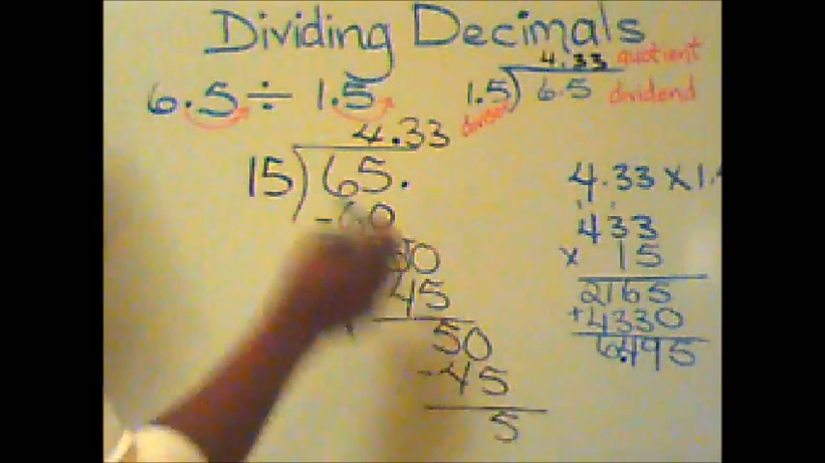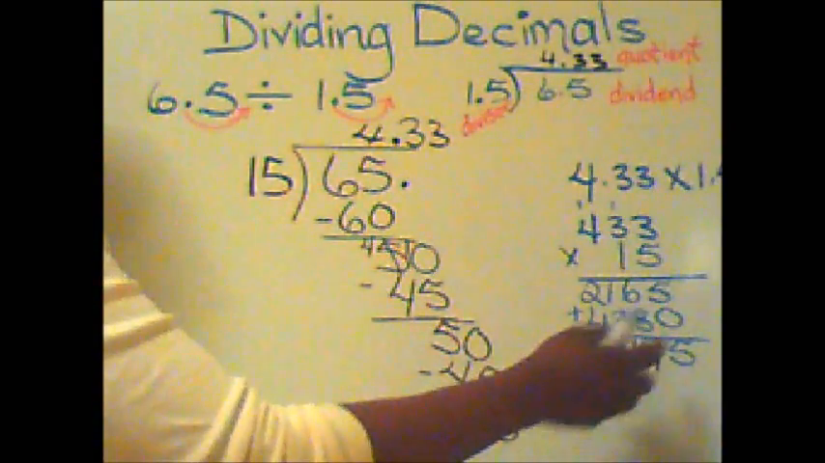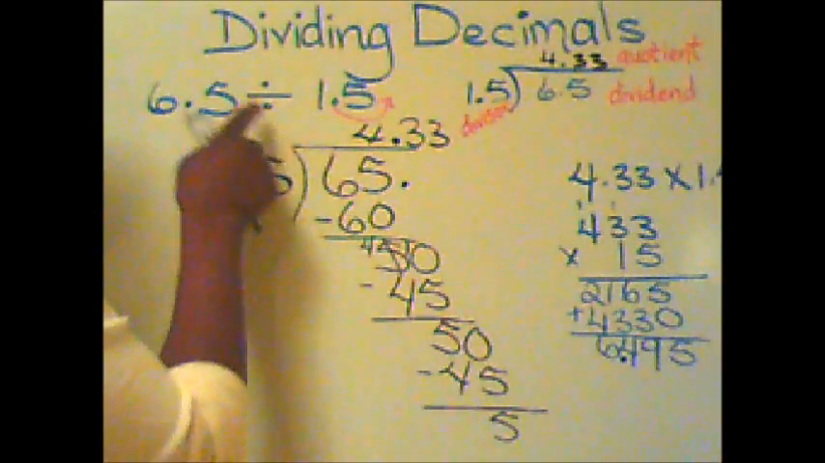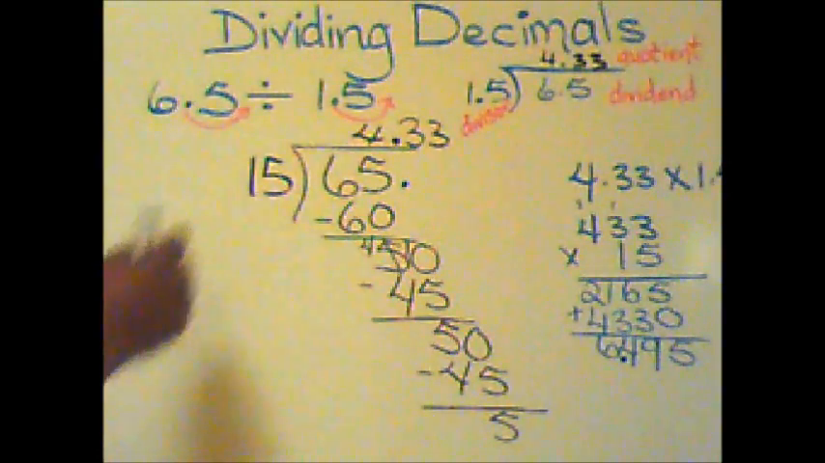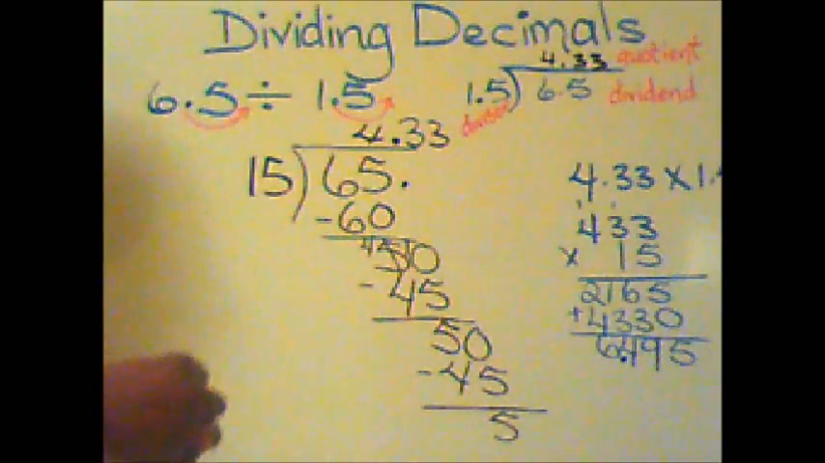6.495 can be written as 6.5. So I know that my check is correct.